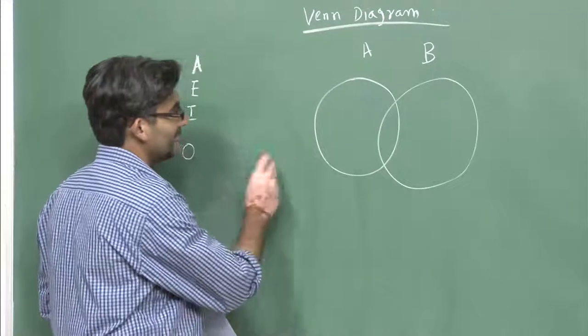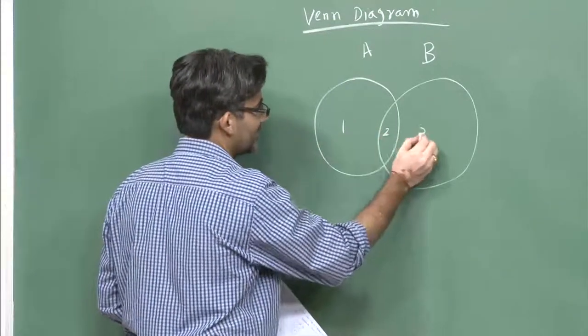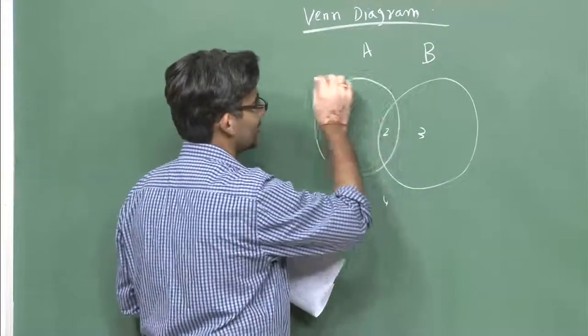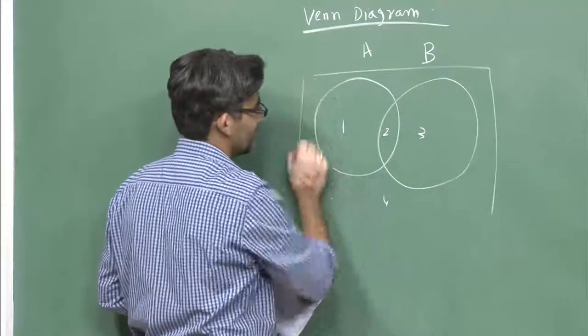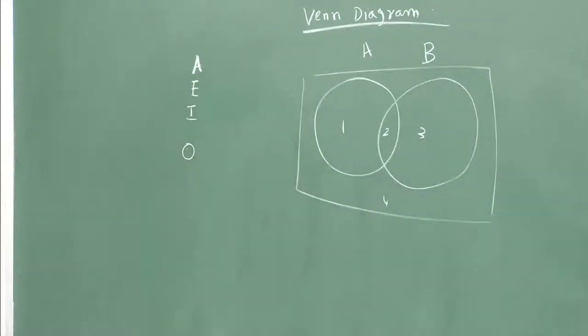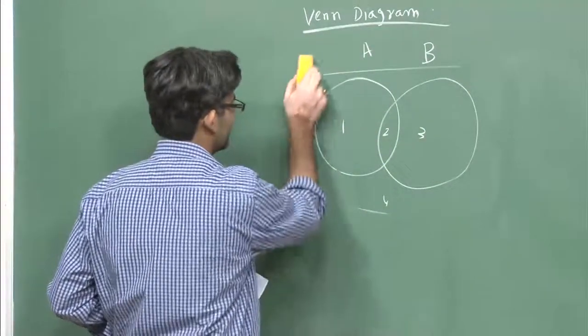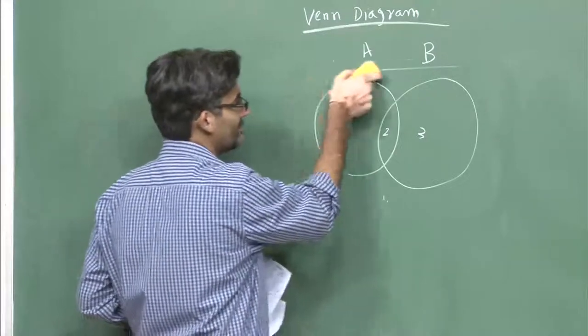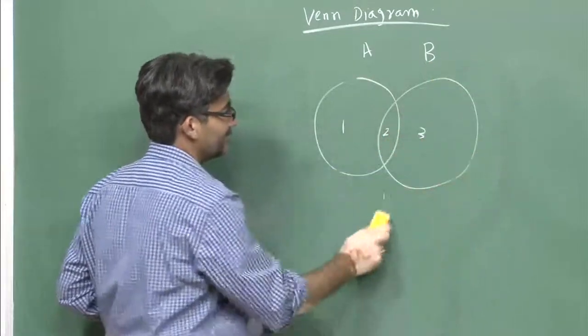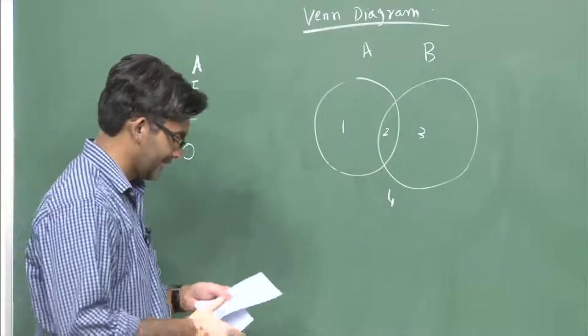So it has four portions. First one is this, second, third, and there is one outside this. Usually we draw it like this. So this is a universal set. Usually it is excluded, so we do not take this box into consideration. In general we don't write it. That means it is bounded by some kind of domain, which we don't state explicitly here.